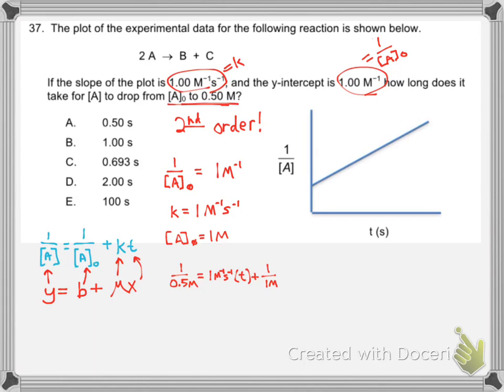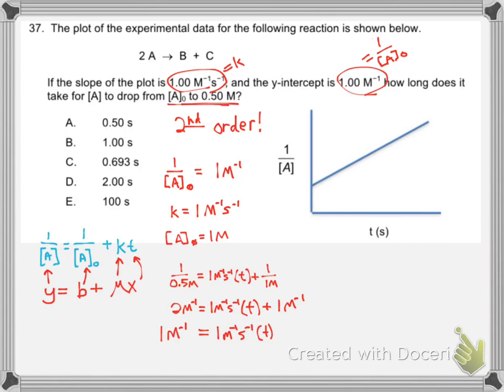Okay, so over here we're going to end up getting 2 molar to the negative 1 is equal to 1 molar to negative 1 seconds to negative 1 times t plus 1 divided by 1 molar, which is just 1 molar to negative 1. We'll subtract that 1 molar to negative 1 from each side, and we'll get 1 molar to negative 1 seconds to negative 1 times t is equal to 1 molar to negative 1. So many 1's in this.